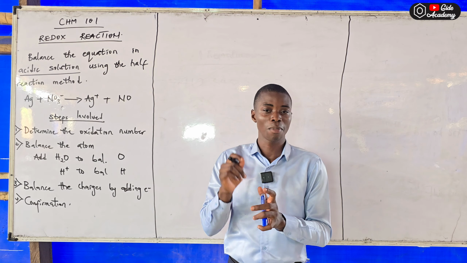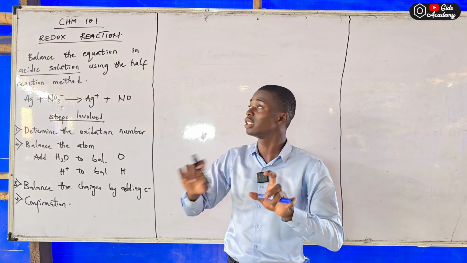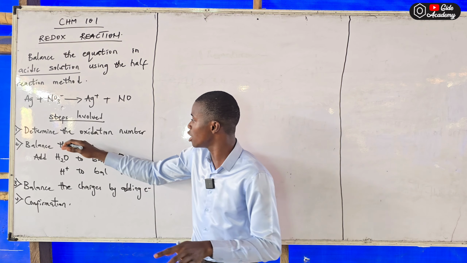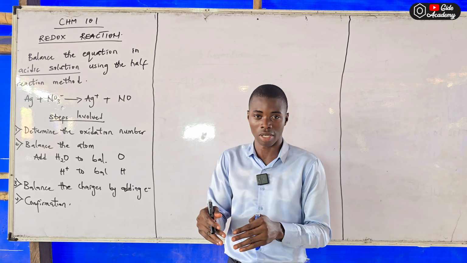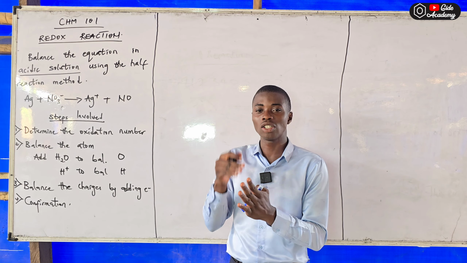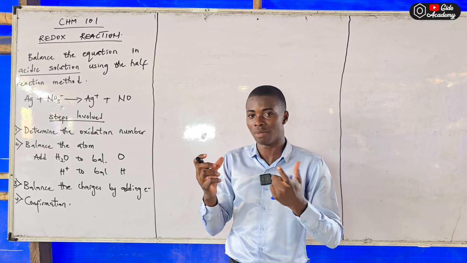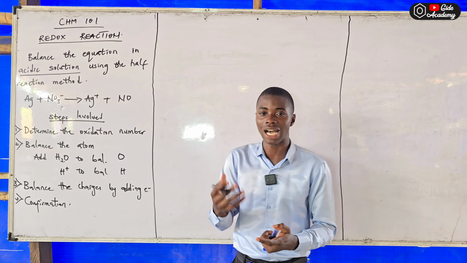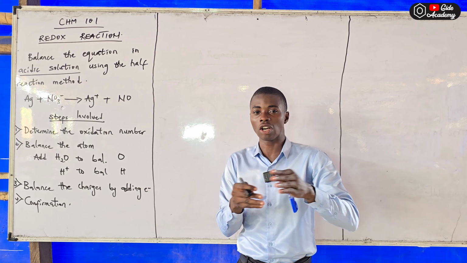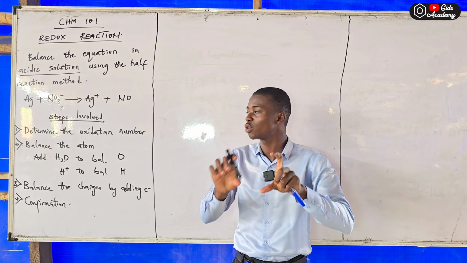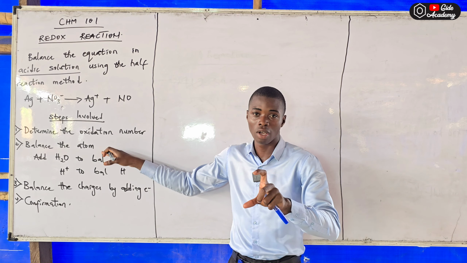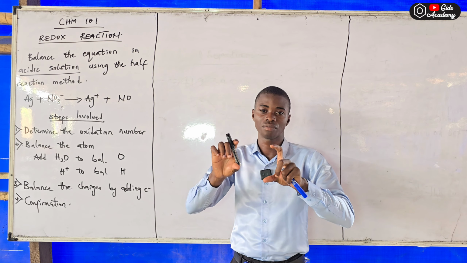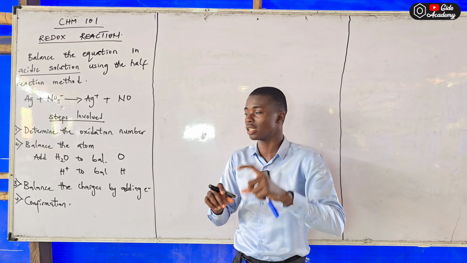In balancing an equation regarding a redox reaction, there are 4 steps that you must look at. The first step is for you to determine the oxidation number of the element. I repeat, determine the oxidation number of that particular element, or the compound rather. Then the second one, you have to balance the atom. But please, before you go to the second step, there is always an intermediate between the first step and the second step. And that is what we call writing a half reaction. I'm going to teach you how to write the half reaction.